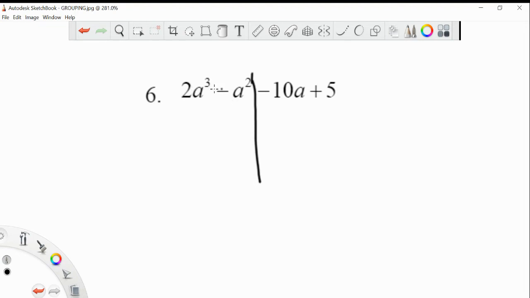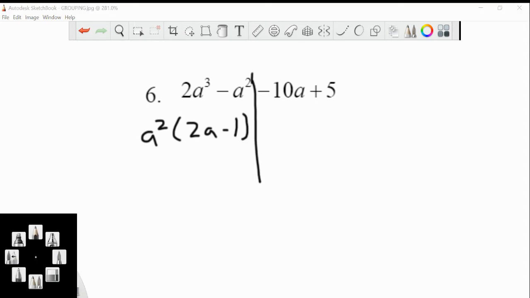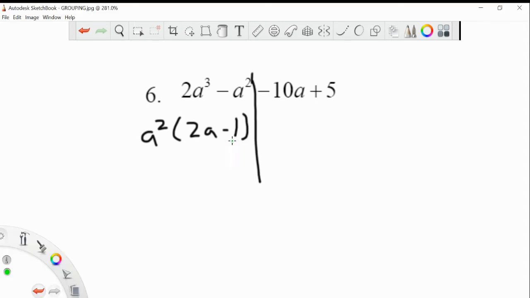What do these have in common? A squared. We can do a GCF. Take out an a squared. Left over with 2a minus. We had an a squared. We lost the a squared. We got to keep the 1 there. Don't forget about the 1. Don't forget. And now when we go over to the other side, we need to have 2a minus 1.